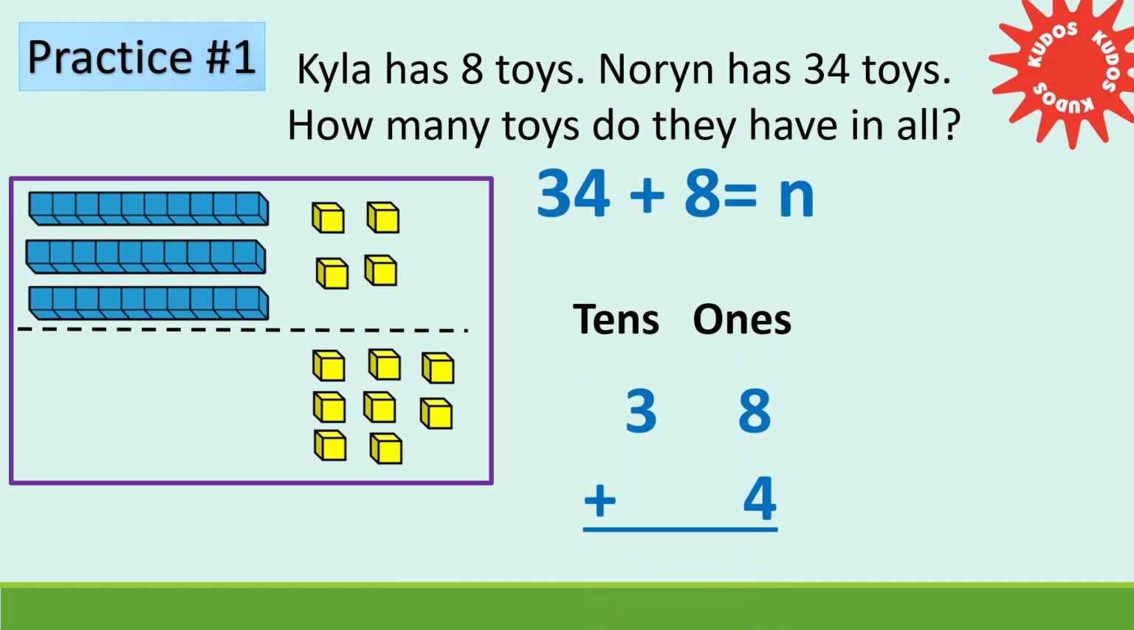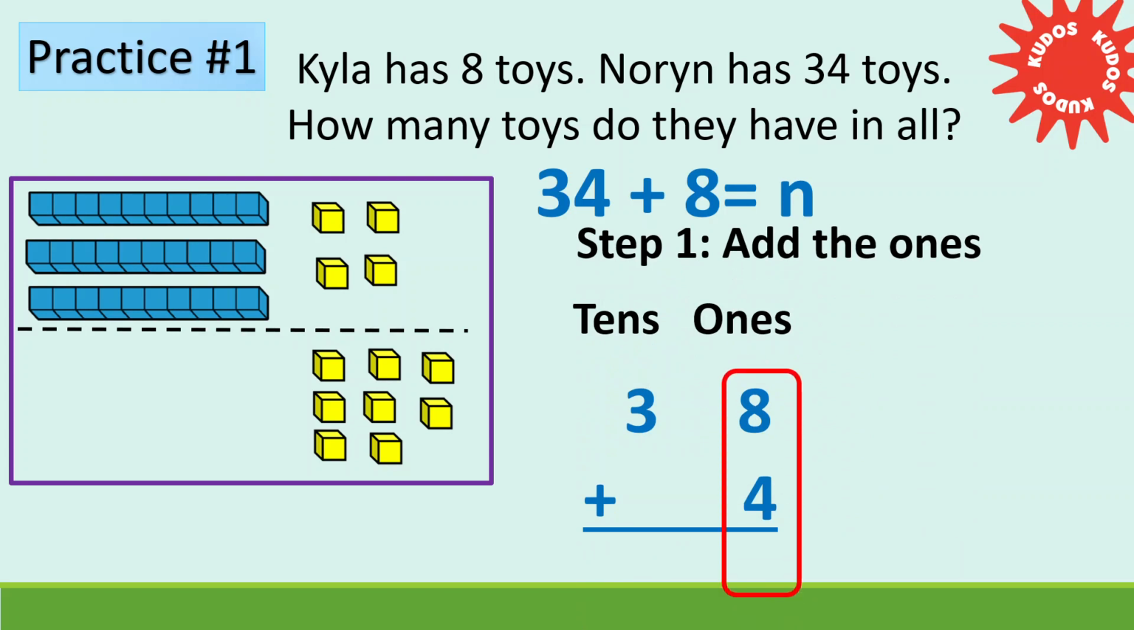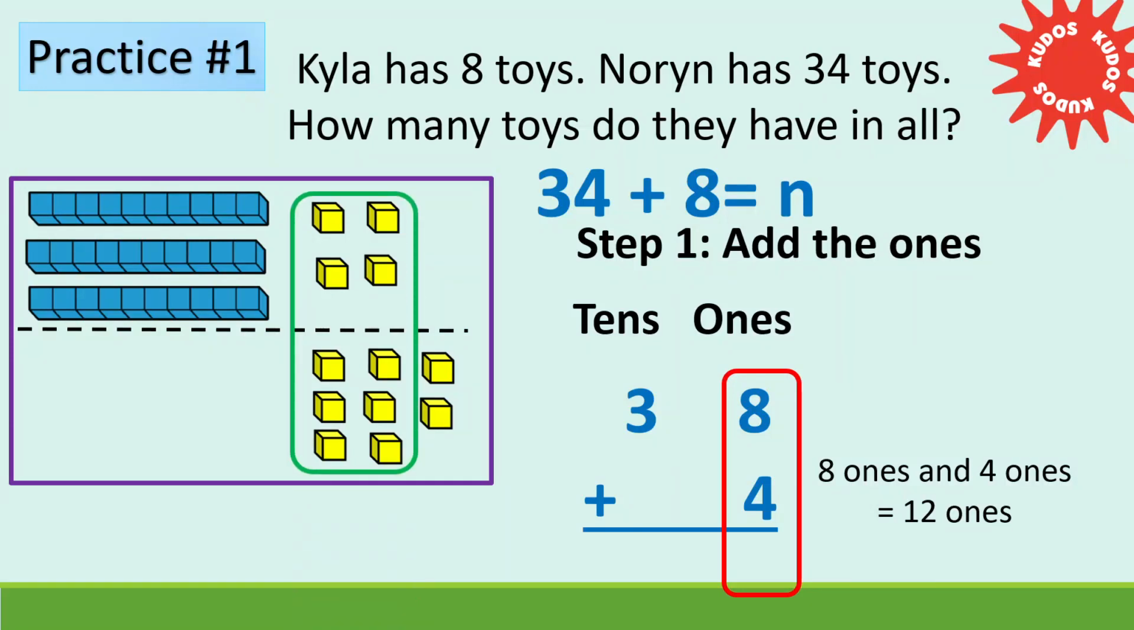Okay, first step is add the ones. Very good. Let's add the ones, 8 and 4. So we have 12 ones and then we regroup. We can make 1 ten from 10 ones, right? Okay, so we will now write 2. So because it's 12, 10 plus 2, right? 2 in the ones and then carry over 1 in the tens place.